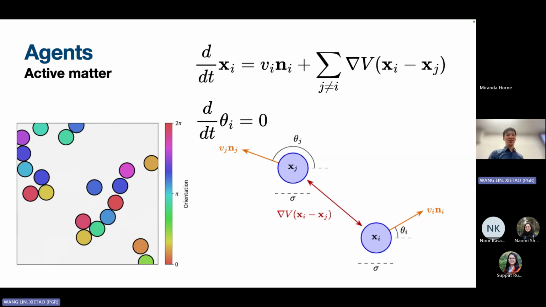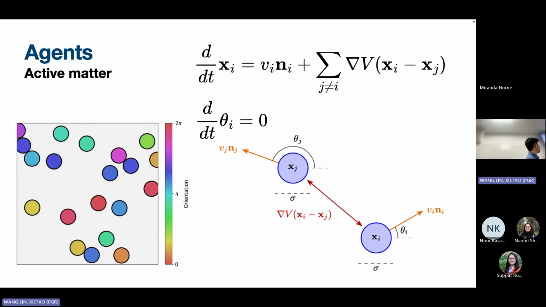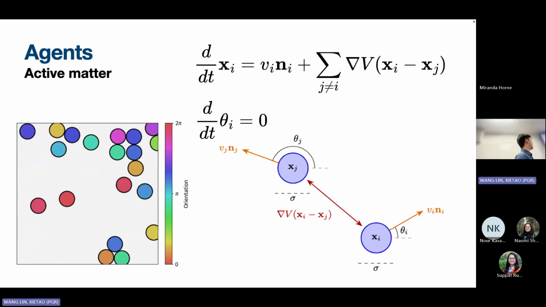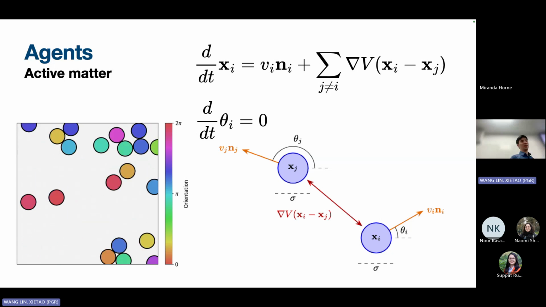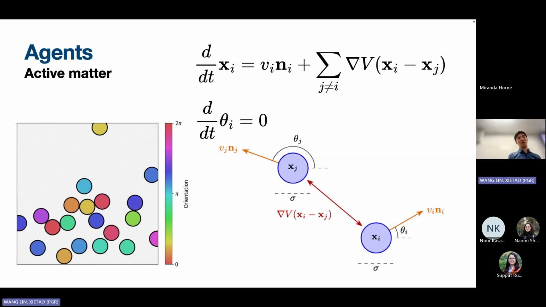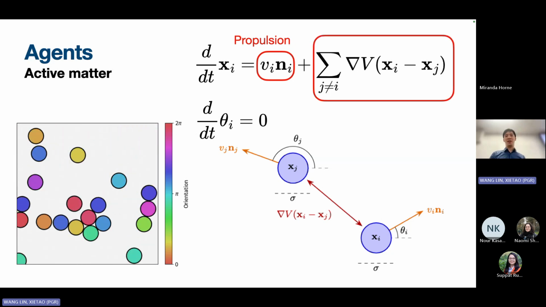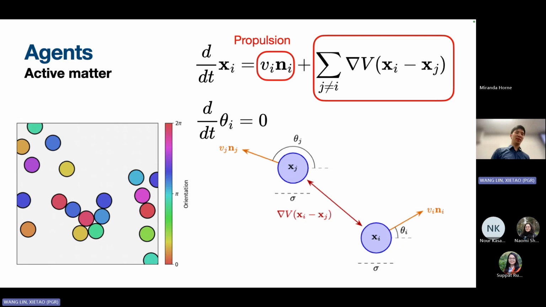So it looks something like that. Each particle has its orientation, and we just move forward. And if they hit another particle, they will try to repel themselves from each other. But that's about it. We don't have anything fancier than that. So this term over here is the propulsion term, and this term is the repulsion term. Okay.